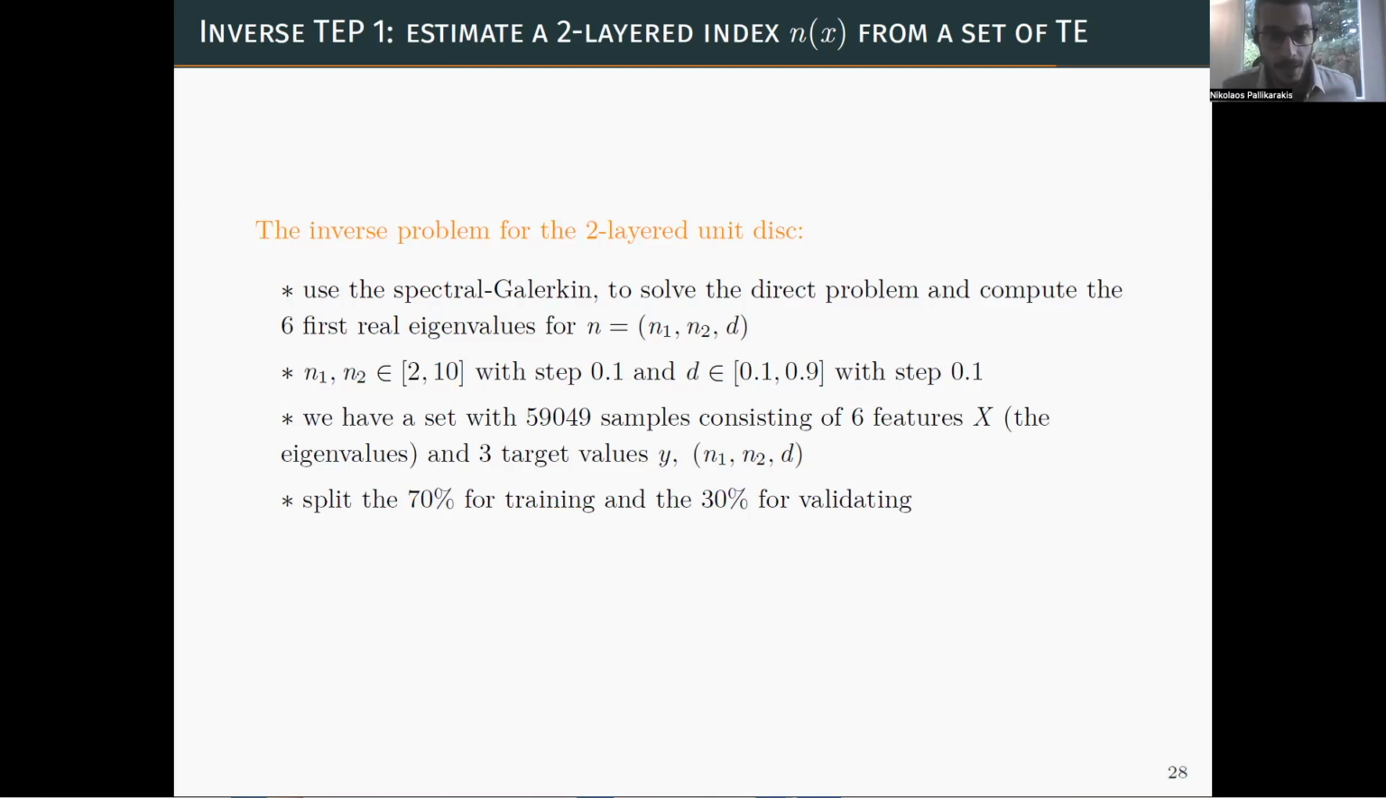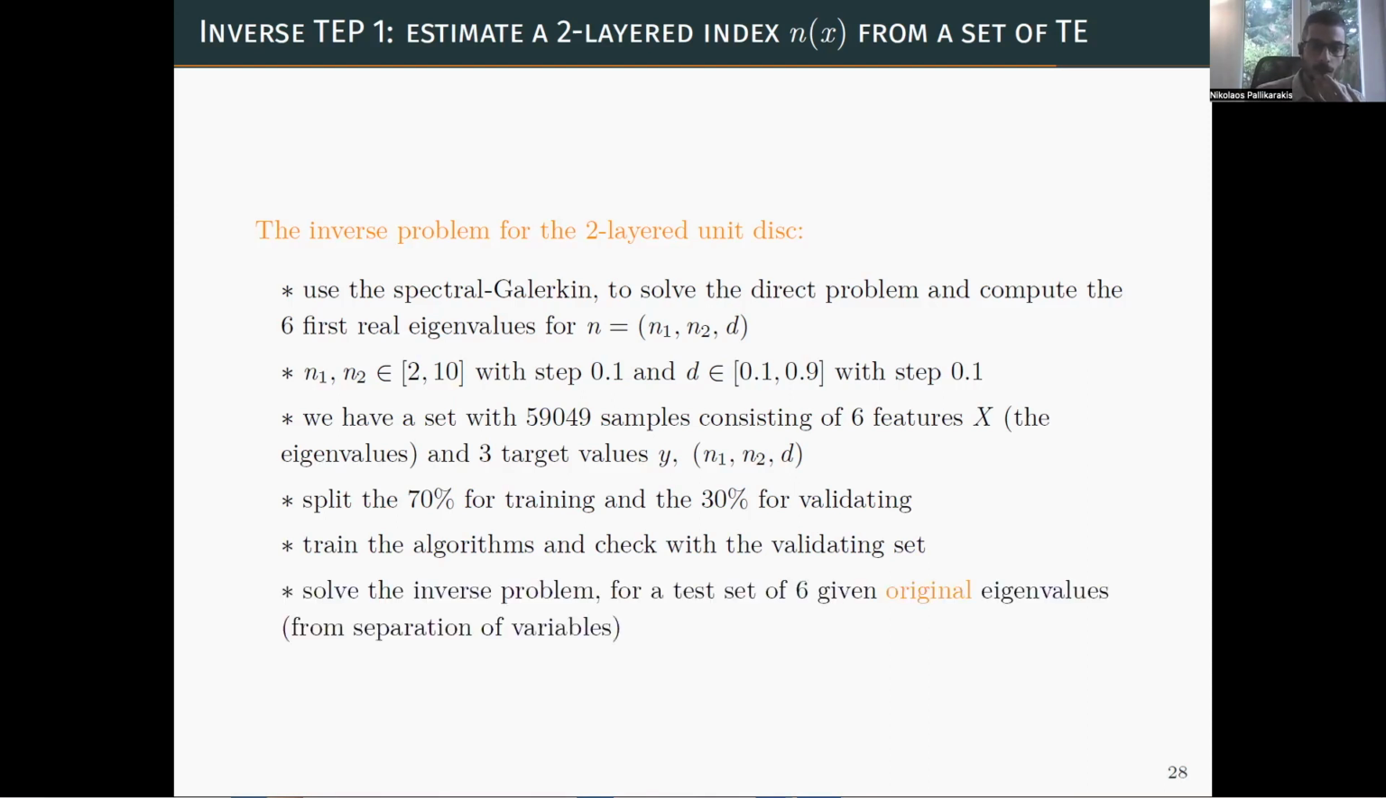And again, we do the same idea with splitting. We shuffle the data and randomly divide into training and validating, which are 70% for training and 30% validating. We train the algorithm with this 70%, and then we check with the 30% X values, the 30% validating eigenvalues.